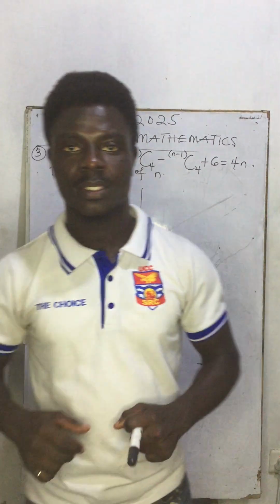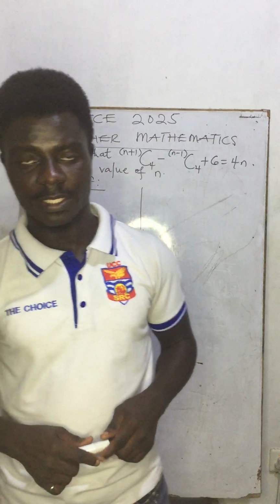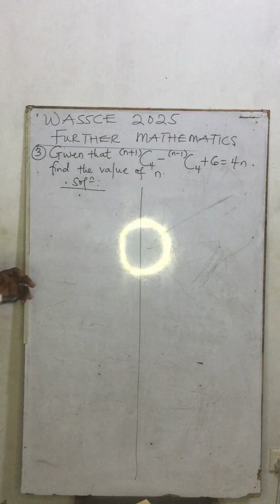All right, let's continue with our compulsory aspect of the WASSCE 2025 elective mathematics questions. We are continuing with question 3, and this is from the topic permutation and combination. Permutation means arrangement, combination means selection or choosing.